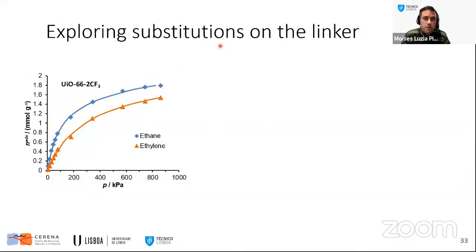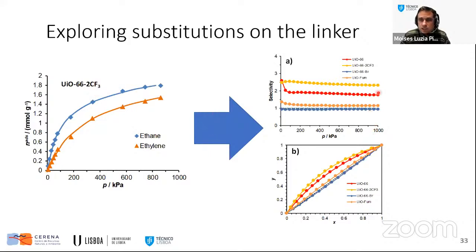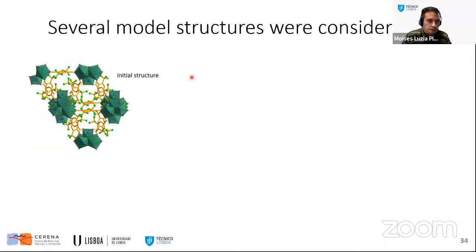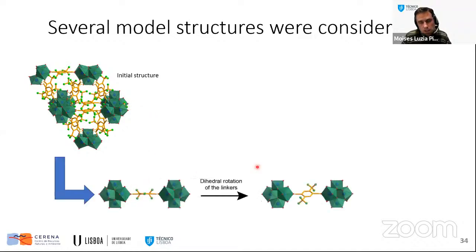We also explore the substitutions on the linker. I'm just showing here the CF3 groups. And as you can see in here, using these perfluor groups at the surface, we also increase the selectivity. This is very interesting. What happens after is that it was more difficult to explain the adsorption, because in this case we need to include in the simulation the possibility of the linker to be rotated, because this is a very crowded structure, as you can see in here.